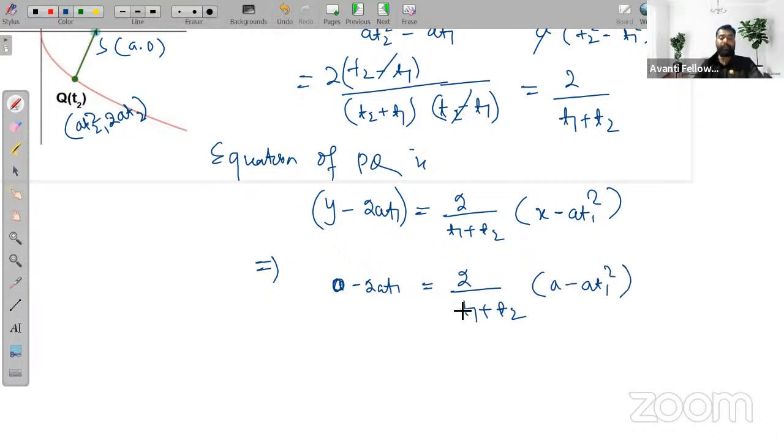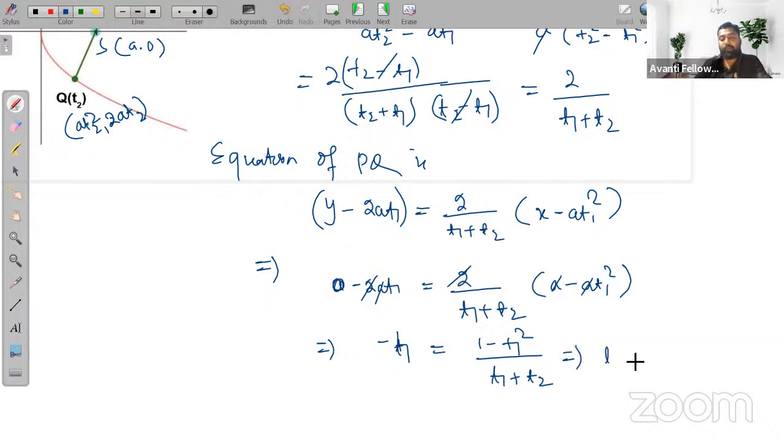By simplifying it, what will you get? See here, 2 will be cancelled out, a will be cancelled out. So we have minus t1 is equal to 1 minus t1 square upon t1 plus t2. If we cross multiply and simplify, you will get t1 into t2 is equal to minus 1. You will get t1 t2 is equal to minus 1. So this is the proof.